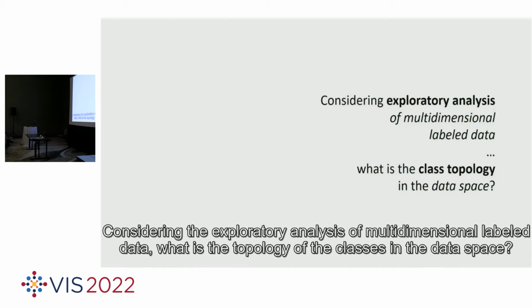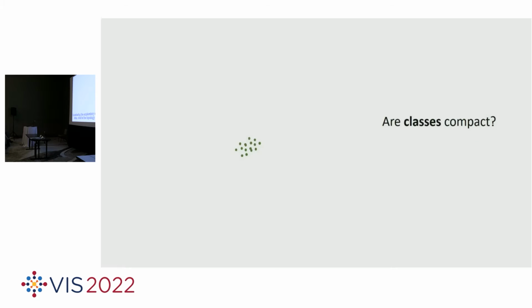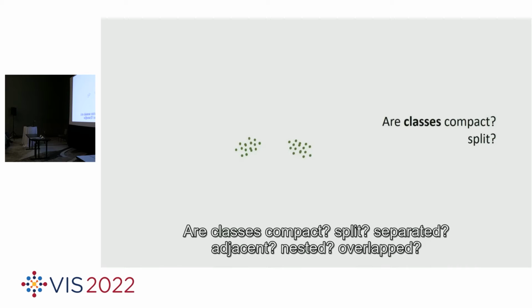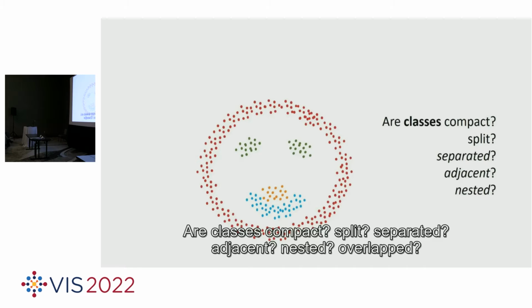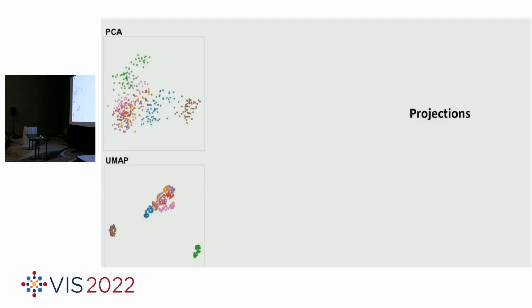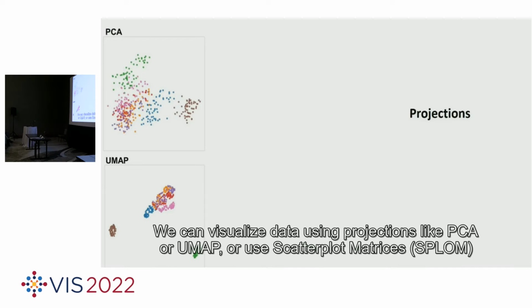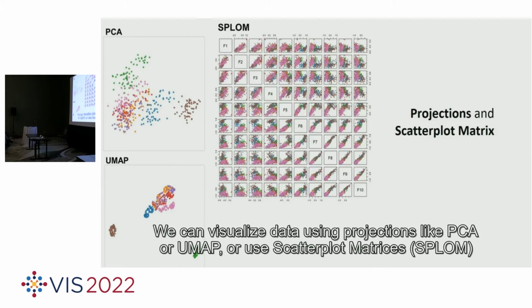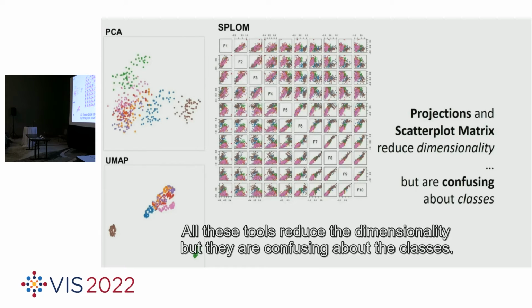Considering exploratory analysis of multidimensional labeled data, what is the class topology in the data space? Is our class compact, split, separated, adjacent, nested, overlapped? We can visualize data using projections, like t-SNE or UMAP, or we can use a scatterplot matrix. All these tools reduce dimensionality, but they are confusing about classes.